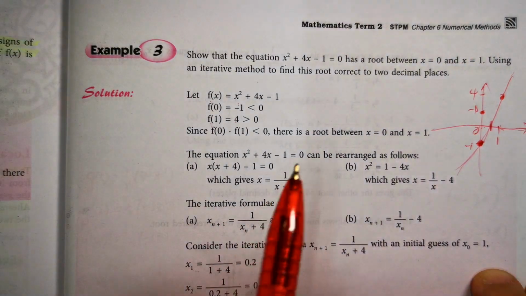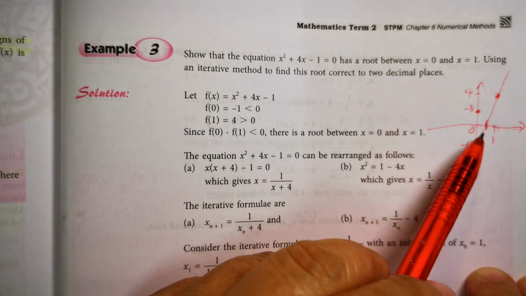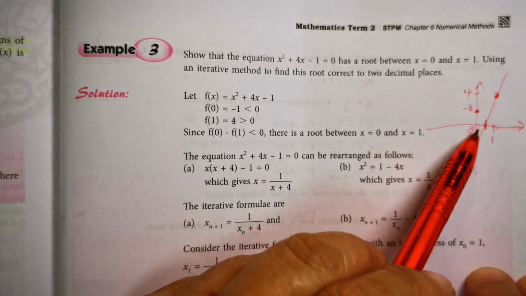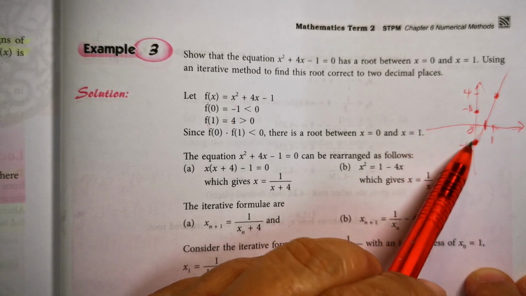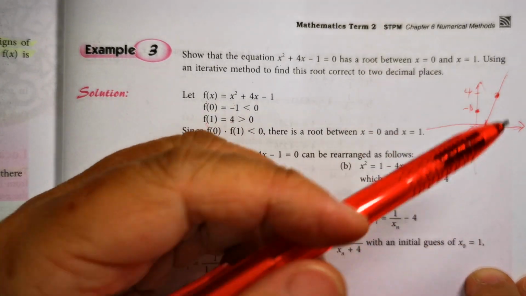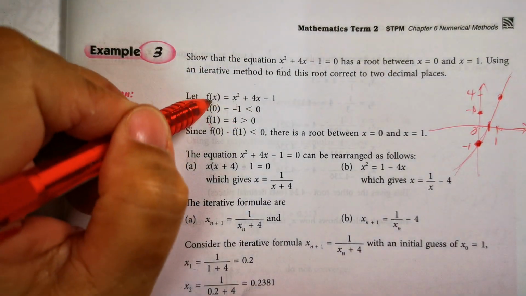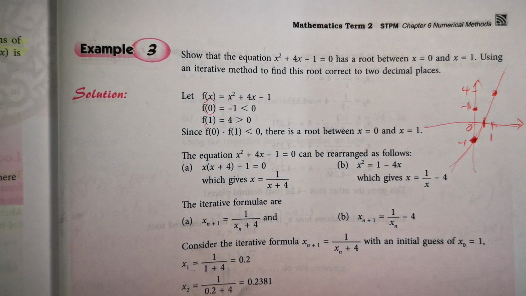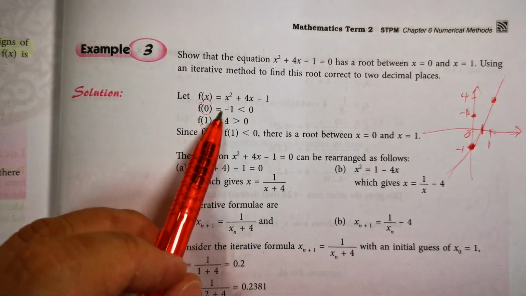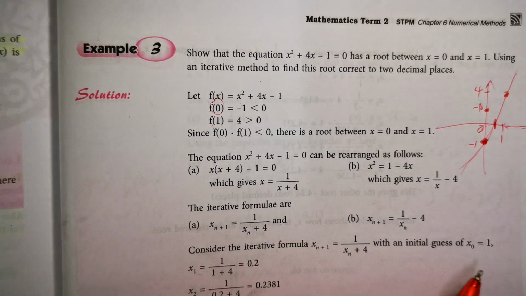Okay, and you see that the root is when f(x) equals 0. So which value is closer to 0? This one is closer to 0, right? The distance from this point to 0 is only 1 unit, but the distance from this point is 4 units. So x equals 0 is actually closer. If you have to choose yourself, please choose a value of x which is closer to 0. But for this example, they choose this one.